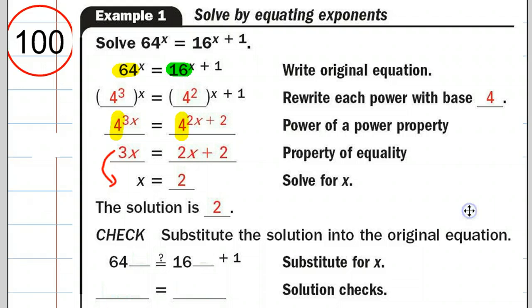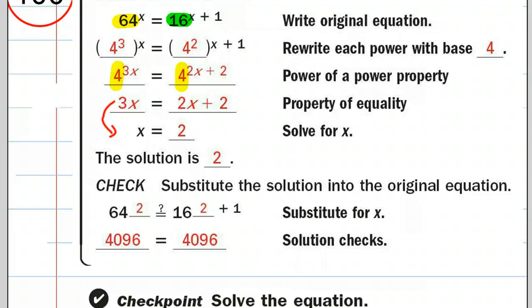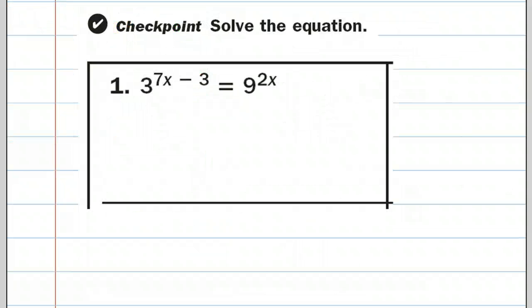How do I know if my solution is correct? Well, you don't have to ask Ms. Riggins. You can just go ahead and check it. Replace x in the original equation with 2 and see, do you get 64 squared? Is that the same thing as 16 to the 2 plus 1, or 16 to the third power? And when you calculate it, you'll see that it is the exact same. Okay? All right, now let's move on to a problem where they don't take a step by step.